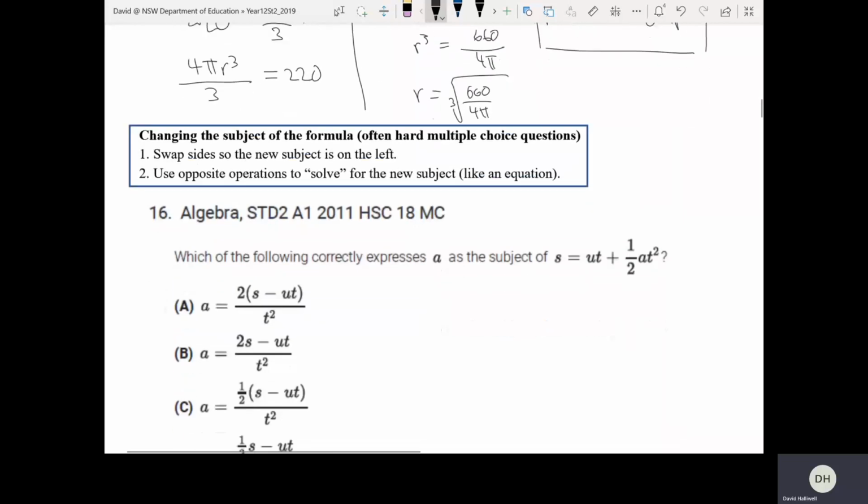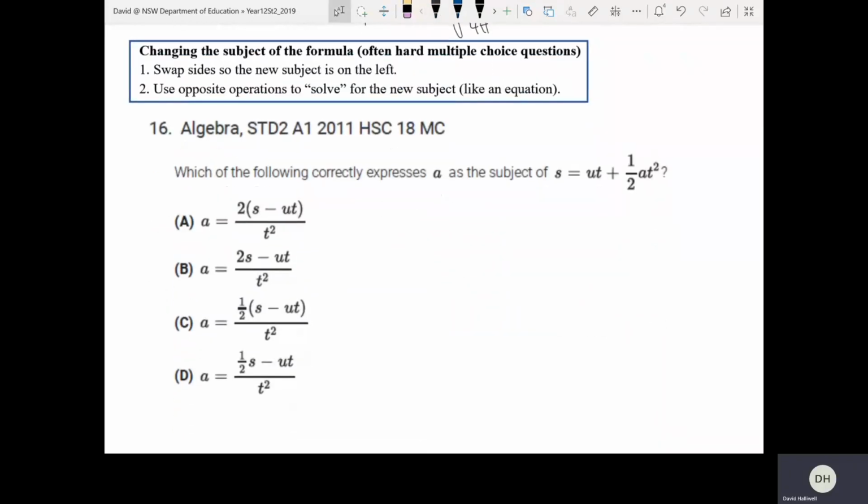Okay, next question. These are the ones that students find quite difficult: changing the subject of the formula. The reason is that there aren't a lot of numbers; you're dealing with a whole bunch of letters. Often they put this as a hard multiple choice. Some students work out little tricky ways of substituting numbers in for each letter and then testing. That's not a bad way.